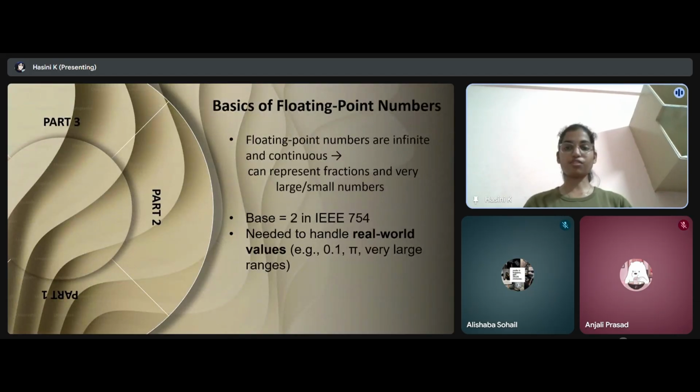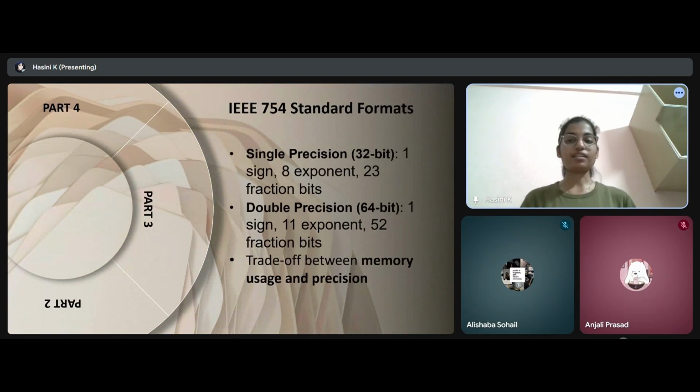Let us dive into the basics of floating point numbers. So the universe of integers is discrete, but that is not the case with floating point numbers. Between two floating point numbers, there exist infinitely many floating point numbers, and these can have very large or very small values. In order to represent these floating point numbers, our base is 2 in IEEE 754 representation. And of course, the system is very necessary to handle scientific values and to represent the values of irrationals like pi. There are two standard forms of IEEE 754.